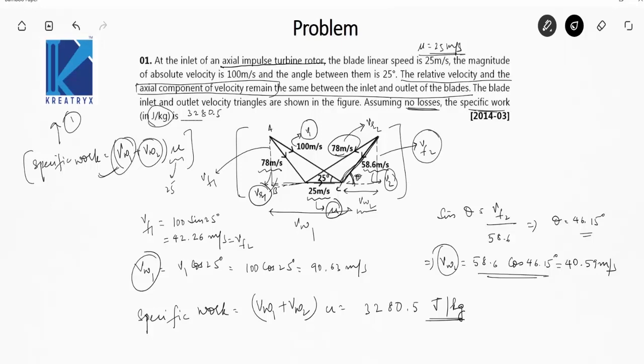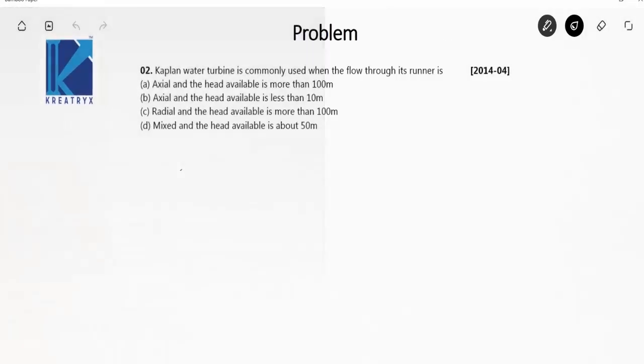Okay, so next question. Kaplan water turbine is commonly used when the flow through its runner is, you know that the Kaplan turbine is an axial flow turbine used for low head and high discharge. So according to the options, the answer will be B, axial, and the head available is less than 10 meters.